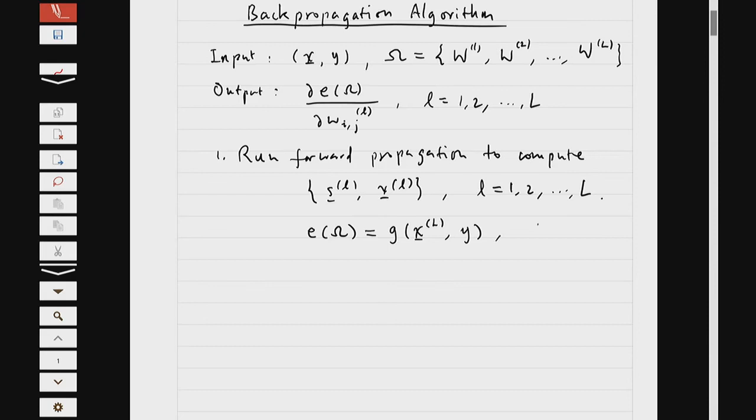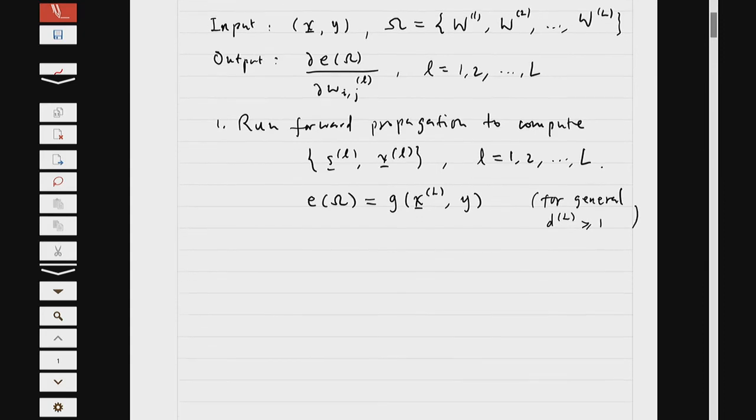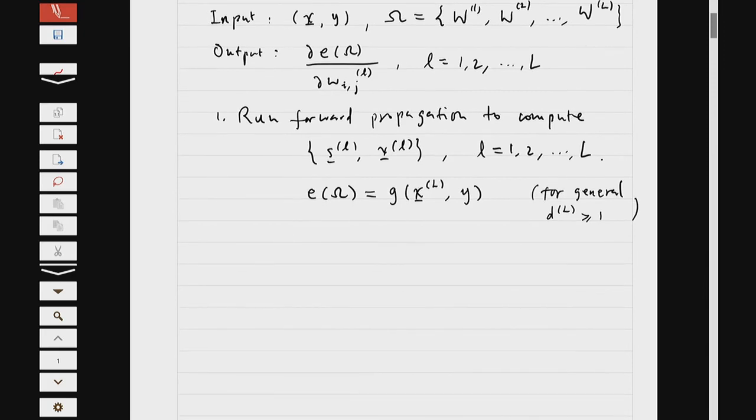Here, notice that we use a general form, unlike the example that we saw last time, which is we assume the output has only a single dimension. Here we have a general dimension for the last layer. This could be potentially greater than 1, but you can still define your loss function based on that. We have seen how to do that for softmax or logistic regression.